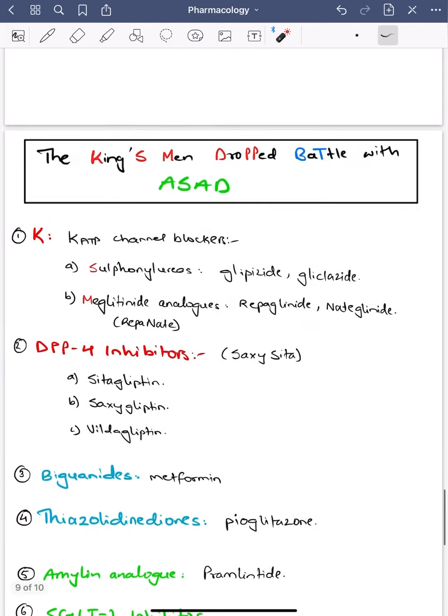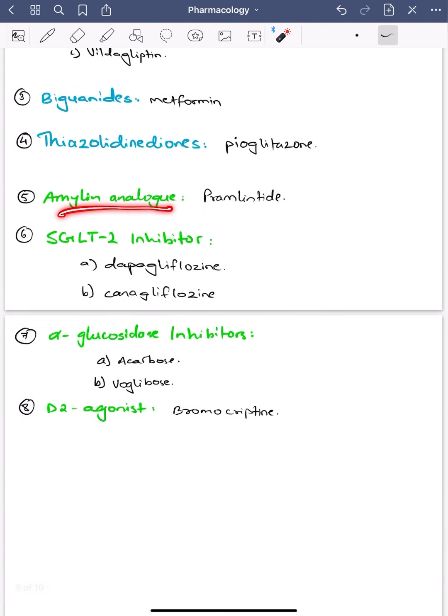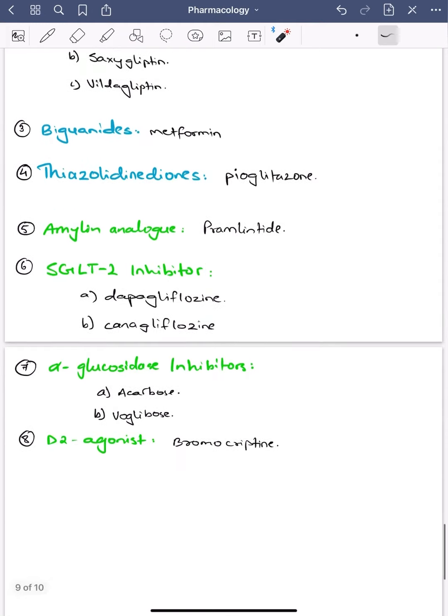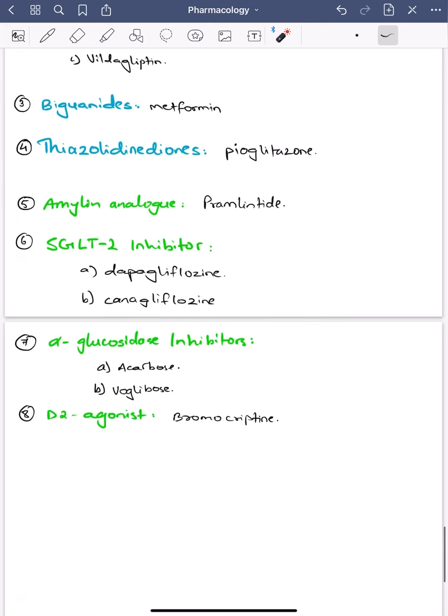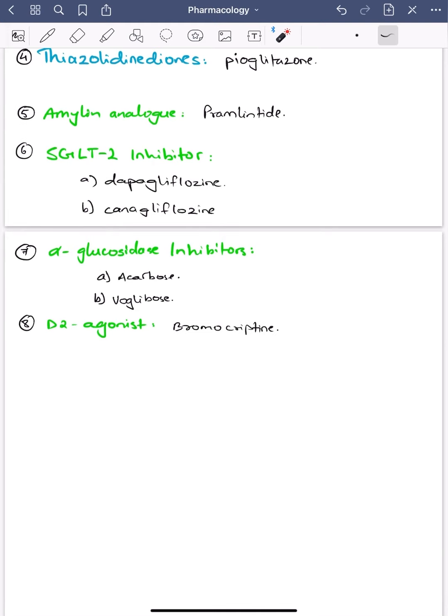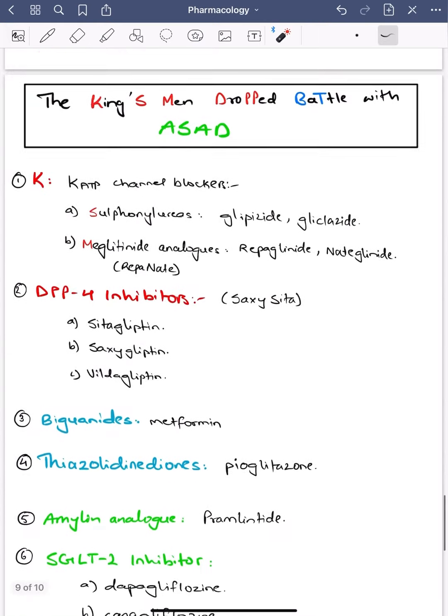Now coming to the miscellaneous drugs, ASAD. A stands for amylin analog, and the example for this is pramlintide. S stands for the sodium glucose cotransporter 2 inhibitors, and these are dapagliflozin and canagliflozin. Then the next A stands for the alpha glucosidase inhibitors, just remember acarbose and voglibose, and the D2 agonist is bromocriptine. So again, the code is: the king's men dropped battle with Assad.